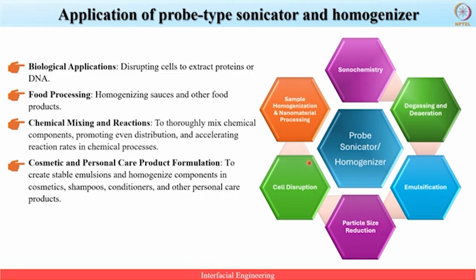If we talk about sample homogenization, it ensures uniform mixing of diverse components in a sample, making it suitable for food, cosmetic, and chemical applications. And now the biological applications, disrupting cells to extract proteins or DNA. If we talk about food processing, homogenizing sauces and other food products. Chemical mixing and reactions facilitates efficient mixing of reactants, often accelerating the reaction rate and ensuring uniform distribution of reactants.